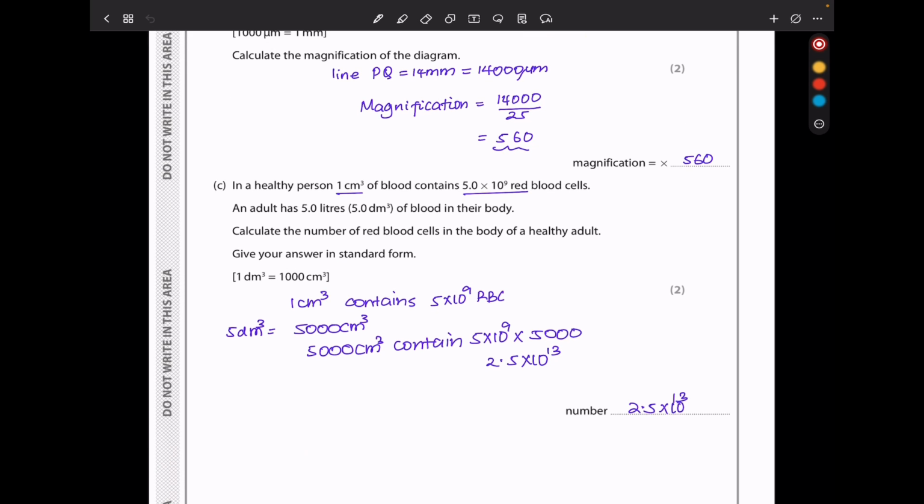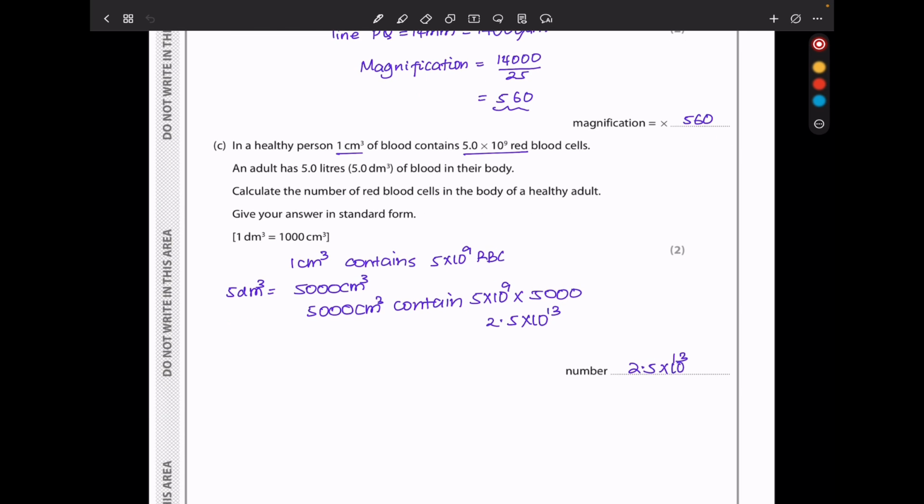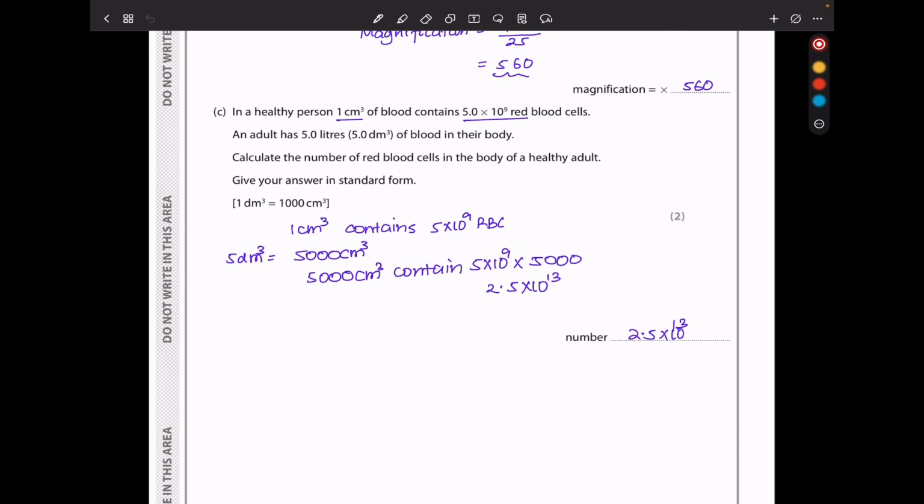In part C, in a healthy person, 1 centimeter cubed of blood contains 5.0 times 10 power 9 red blood cells. An adult has 5 liters of blood in their body. Calculate the number of red blood cells in the body of a healthy adult. Give your answer in standard form. From the information given, 1 centimeter cubed contains 5.0 times 10 power 9 red blood cells. And since 5 decimeters cubed is 5,000 centimeters cubed, in 5,000 centimeters cubed, we'll have 5 times 10 power 9 times 5,000, giving us 2.5 times 10 power 13 in standard form. So that was my answer.